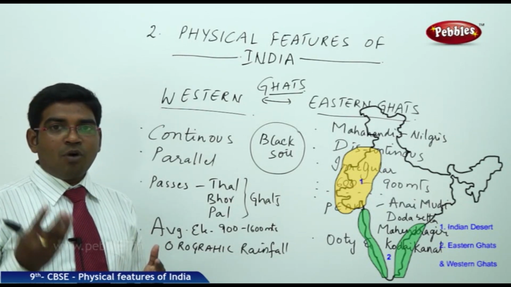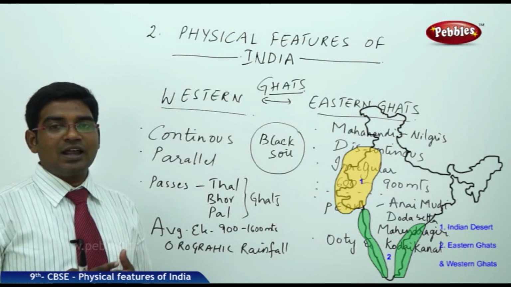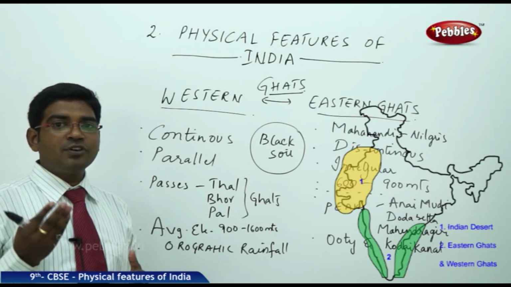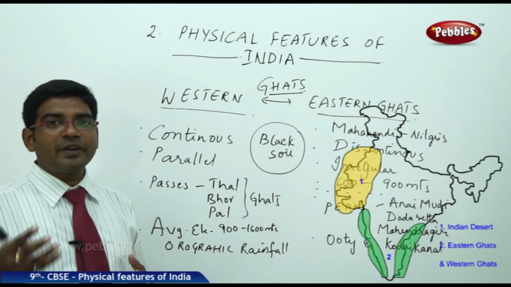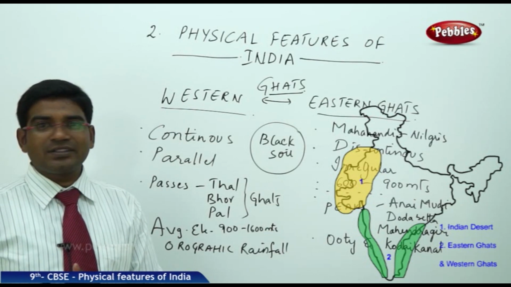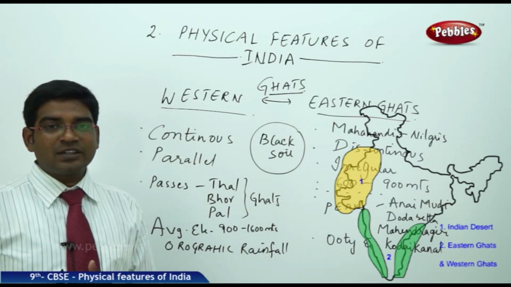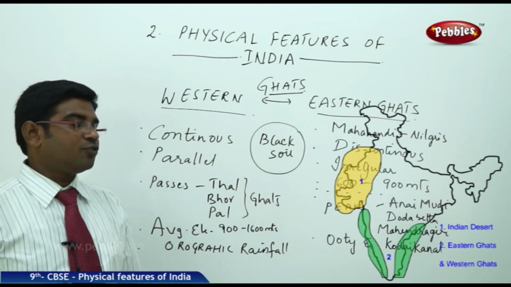So the moisture or the water vapor which moves towards the Western Ghats will automatically move up the pass, which results in the cooling of the water vapor into water. So we have the leeward side and the windward side happening here in the Western Ghats. That's how the Western Ghats receives the orographic rainfall.